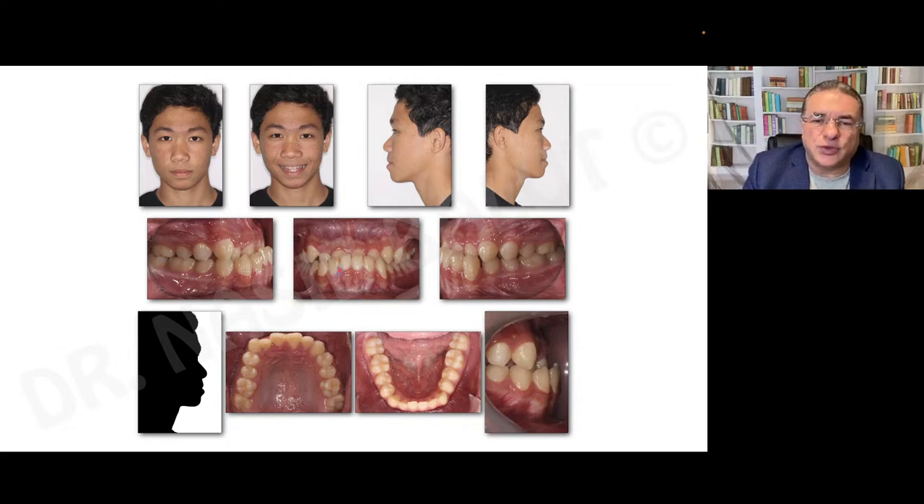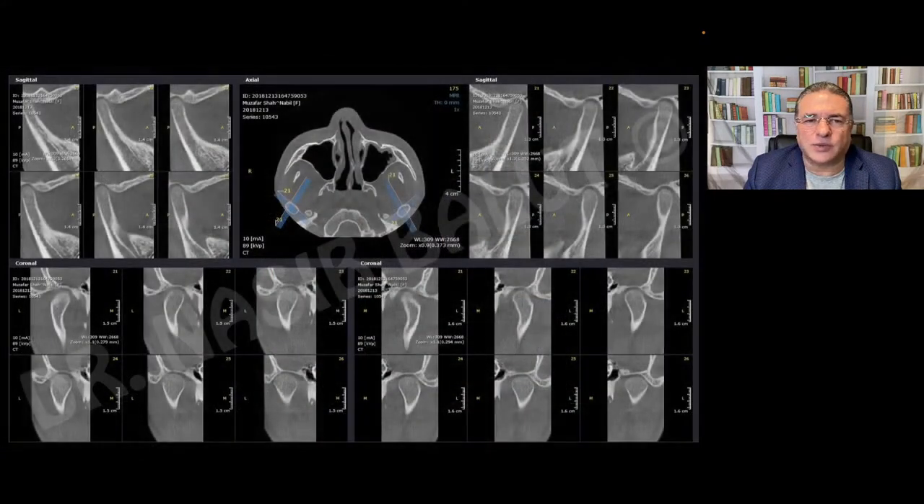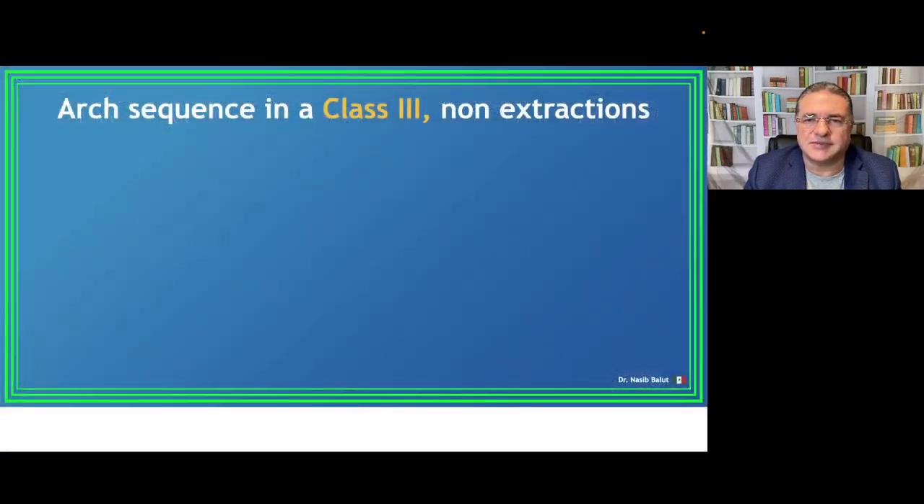So I would like to intrude the lower incisors. Usually class 3 patients, when they smile, show more of the lower anteriors. So I would love to extrude the upper anteriors to camouflage this class 3 patient. So let's see what we did in this case.